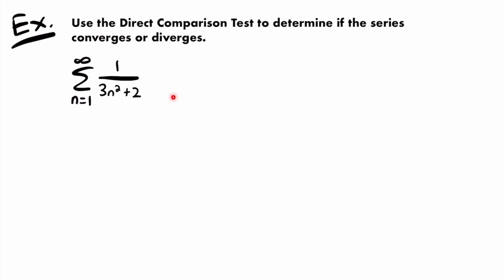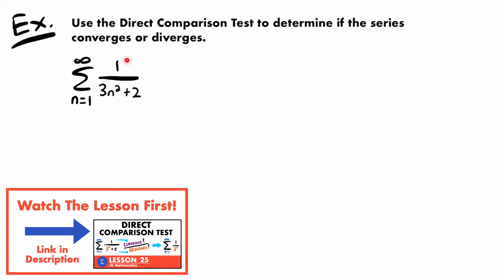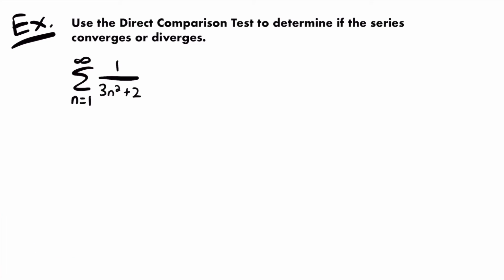All right, so here's our first example. We want to use the direct comparison test to determine if the series converges or diverges. And so our first series is this series right here. We have the sum from n equals 1 to infinity of 1 divided by 3n squared plus 2.